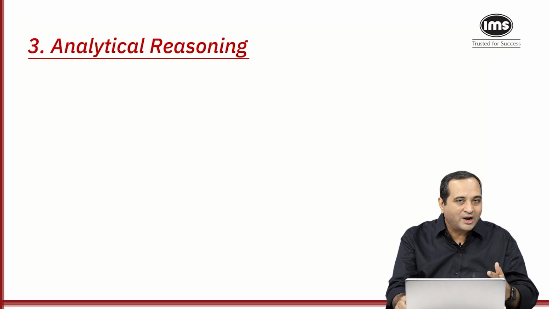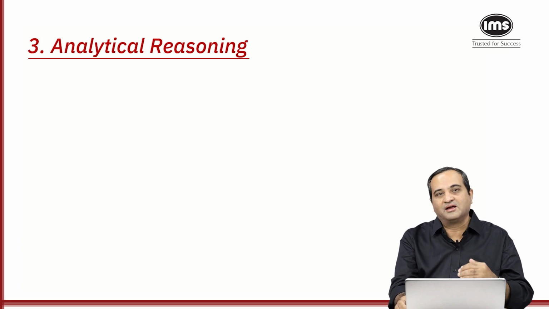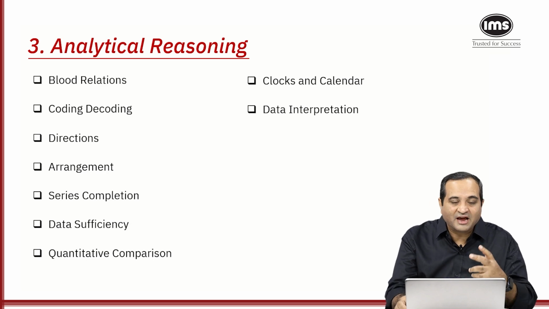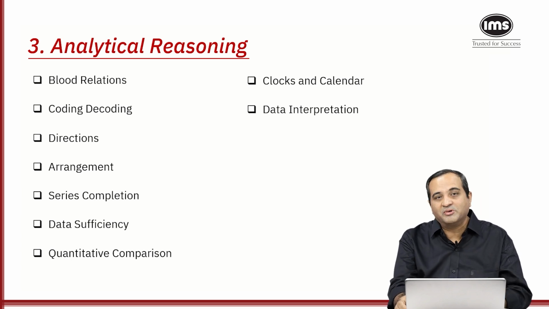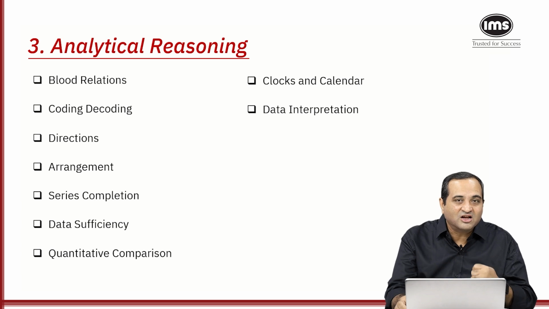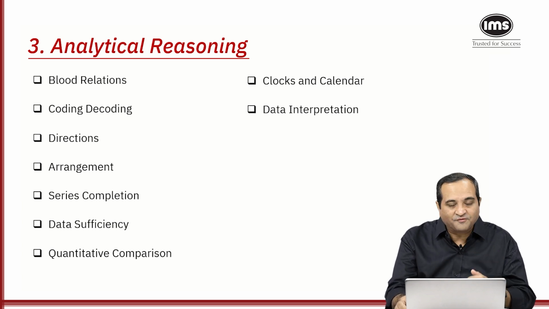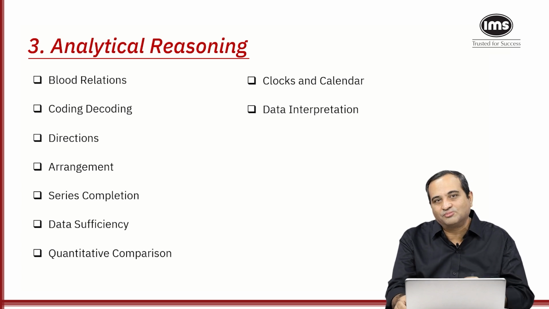Then let's move on to analytical reasoning, which I'm sure are topics which every one of us are aware of. Something like family tree, coding, decoding, questions on directions, questions on series completion. There are questions on arrangement also. Arrangement could be either a linear or a circular arrangement, or it could also be a matrix arrangement. There are data sufficiency questions. There are data or quantitative comparison types of questions, and so on. Okay, and there is data interpretation also.